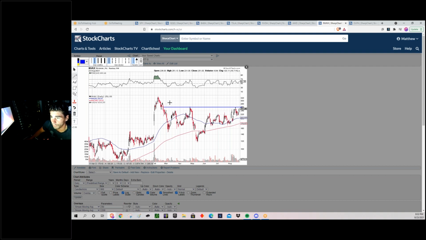Through that 260 level, if volume is supportive of it, this can get a quick move toward 280, 290, something like that. But again, something like this, I'm not greedy with it. I don't have super big size with it, but I'm not going to be greedy with it.